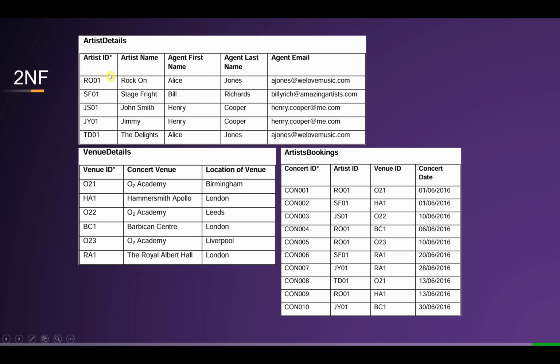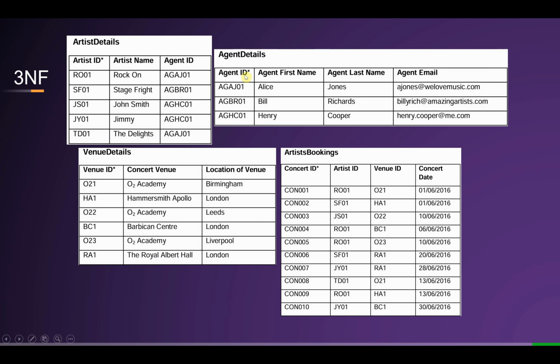So you may notice here in this table, I have one more point that I can divide, which is the artist details and the agent details. So these also should be separated. As you can see here now, artist details are separated and agent details are separated, but to link between them, I have added the ID of the agent into the artist details. So this now becomes the third normalized form. So that's the end of this task.